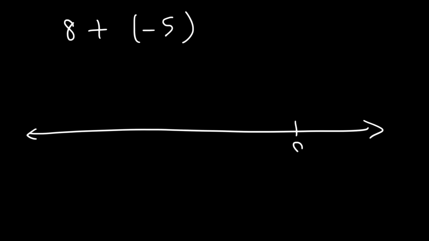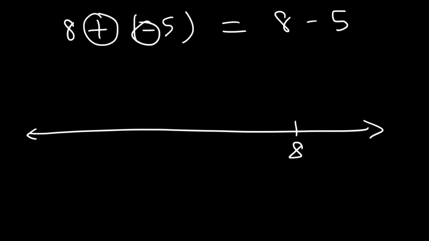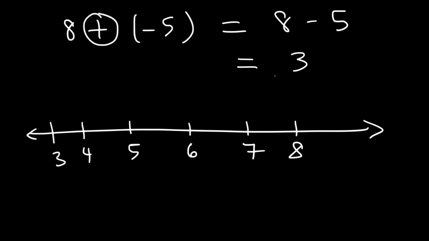Now what about 8 plus negative 5? What's the answer for this one? So if we start at 8 and we're subtracting 5, by the way, this expression is equal to 8 minus 5. A positive times a negative is a negative sign. So we need to travel 5 units to the left. This is going to be 7, 6, 5, 4, 3. So 8 minus 5 is positive 3.